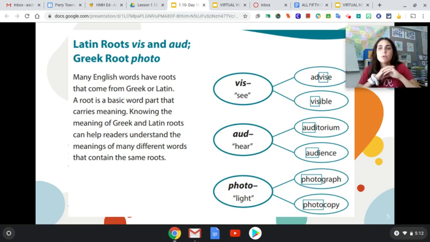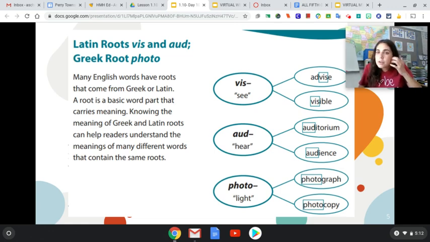Knowing the meaning of Greek and Latin roots can help readers understand the many meanings of different words that contain the same roots. So, for example, let's take a look at viz. Viz means see. Maybe you think vision. That's what I think of. Your vision is how you see with your eyes. Okay, so examples: advise, visible. Okay, visible. Can you see something? Advise, to oversee. All right, and then we have odd, which means to hear.